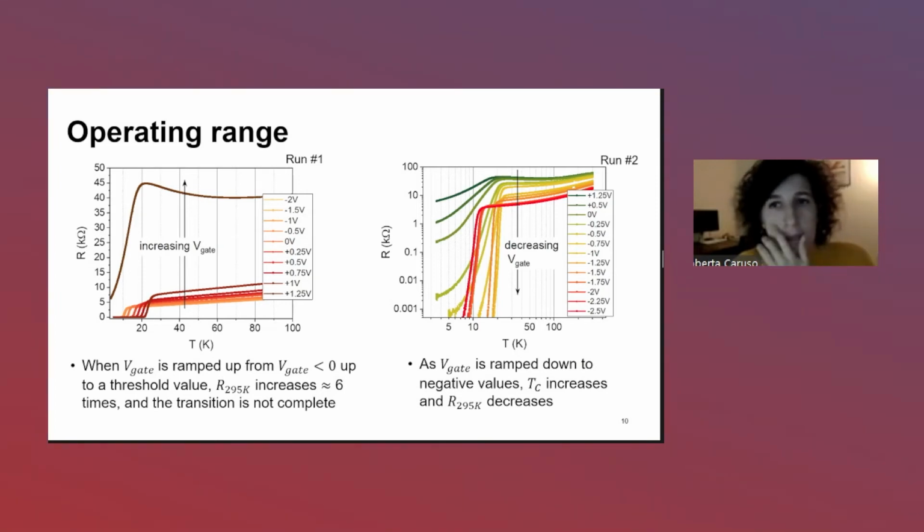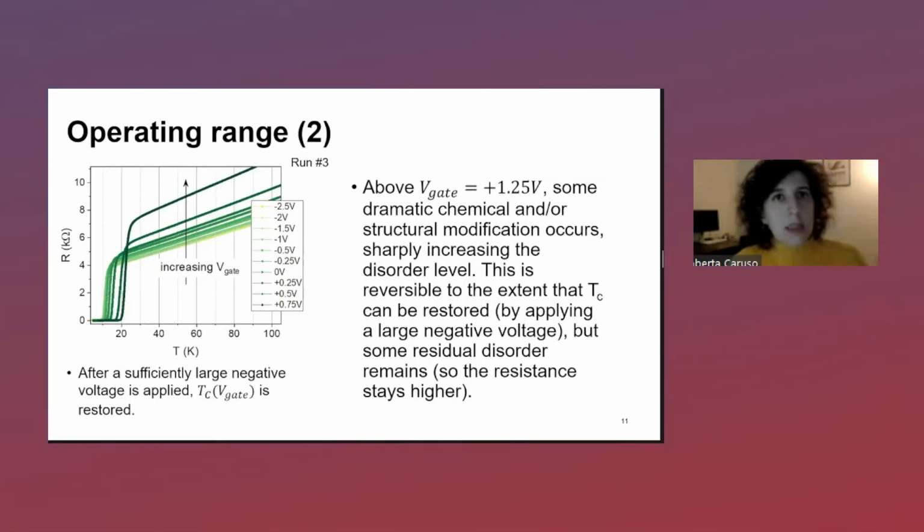Finally, after a sufficiently large negative voltage is applied, the resistance versus temperature curves start to overlap. The critical temperature returns to the initial value. It's here. When the negative gate voltage hits a certain value, then the initial behavior is restored. And the conclusion would be that above, in this case, a gate voltage of 1.5 volts, some dramatic chemical and/or structural modifications occur, sharply increasing the disorder level.